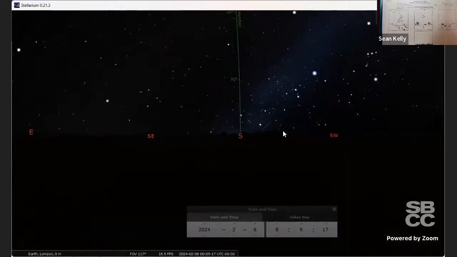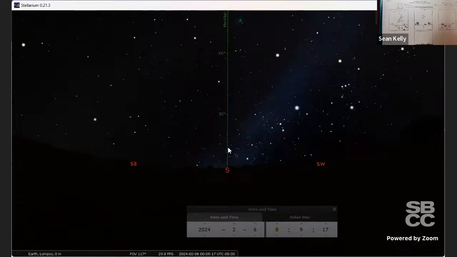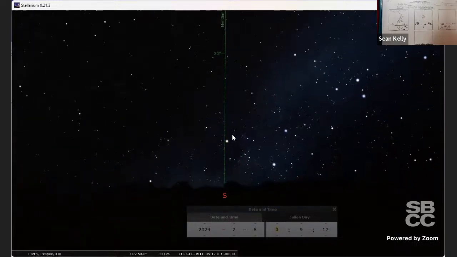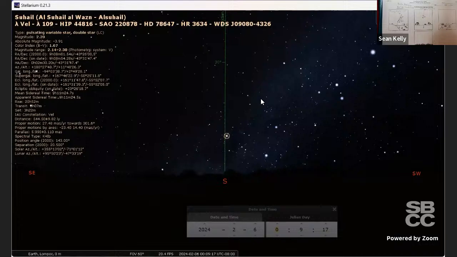And I want to find a star. Let me go ahead and look. Actually, how about that one? That's pretty good. Right there. That's on the meridian, right there. It's called Lambda Vel? I don't know what that is. I don't know that constellation. But anyways, Lambda, that's a Greek letter.